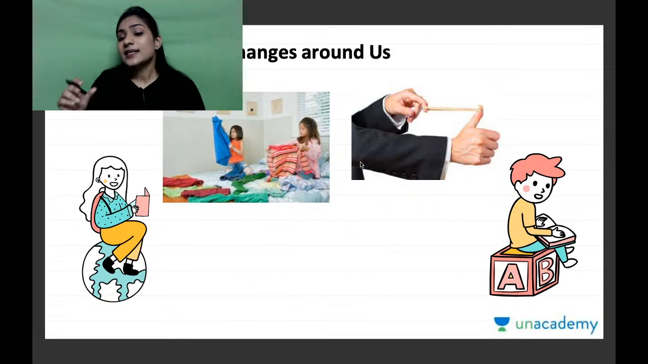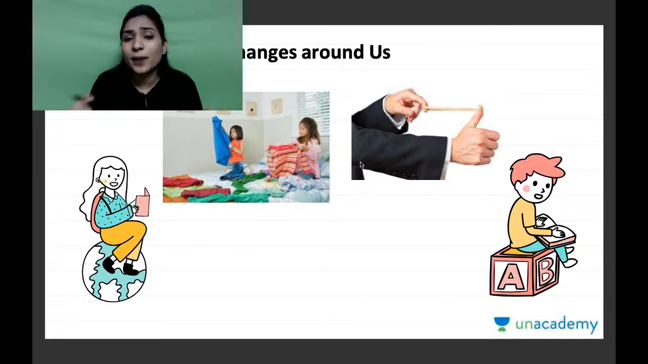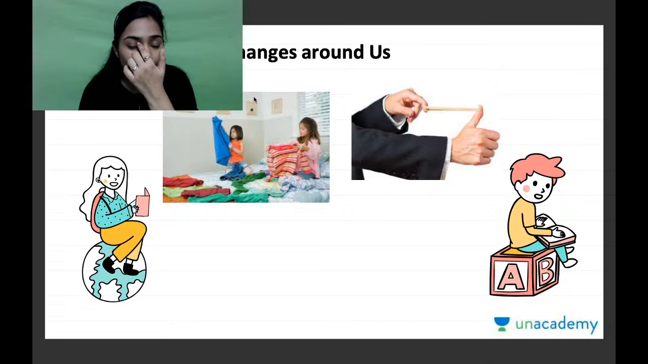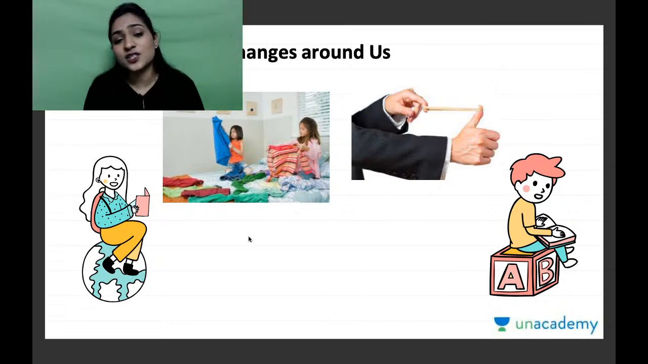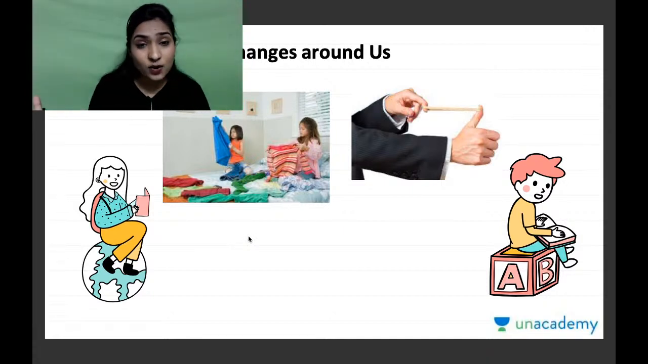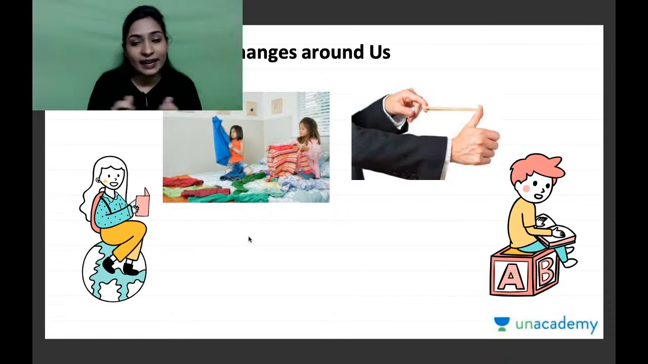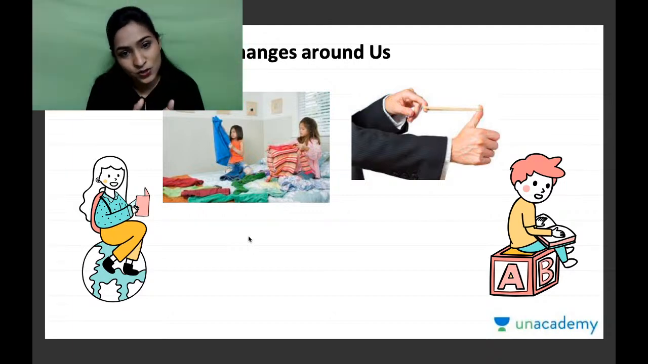Okay, similarly, a lot of changes happen around you. Like you can see on the screen, these two girls are just folding the clothes. Maybe their mother has scolded them for not doing any household work. So now they are sitting with their clothes and folding them. So these kinds of changes also you see around you.